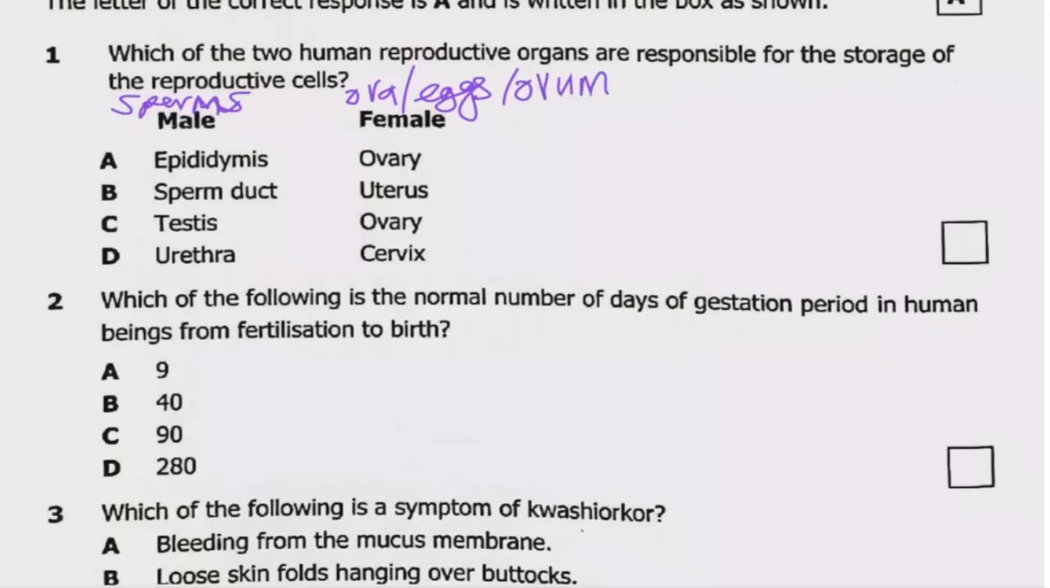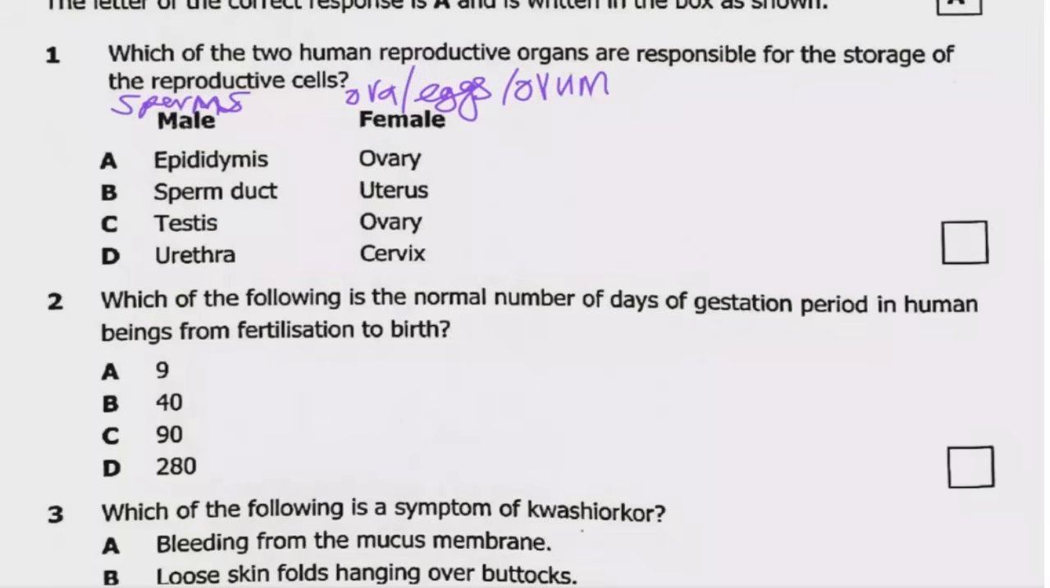Okay, so let's start with option A, which has male epididymis, female ovary. B, sperm duct for male, uterus for female. C, testes for male, ovary for female. D, urethra for male and cervix for female. Now let me explain these answers first before we go to the correct answer.